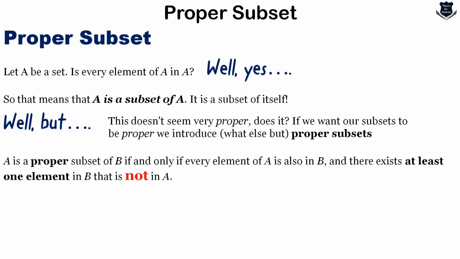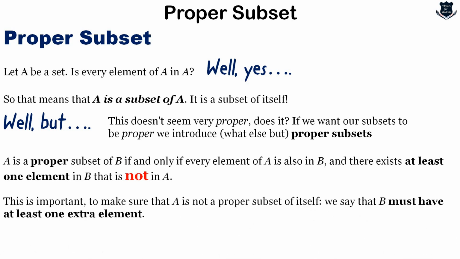So here is the very simple definition. A is a proper subset of B if and only if every element of A, say 1, 2, 3, 4, is also in B, but there exists at least one element of B that is not in A. This is important to make sure that A is not a proper subset of itself. B must have at least one extra element. That means all the elements of A will be in B, but there is at least one element in B which is not present in the parent set A. Say, for example, 1, 2, 3 is a subset of 1, 2, 3. We just saw it. Now 1, 2, 3 is also, so we denote it like this, a subset of this.